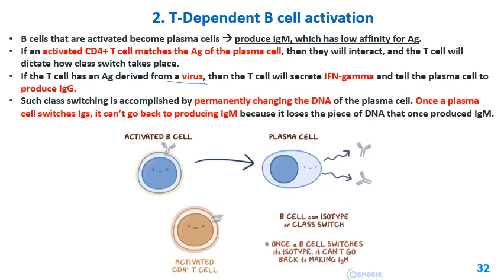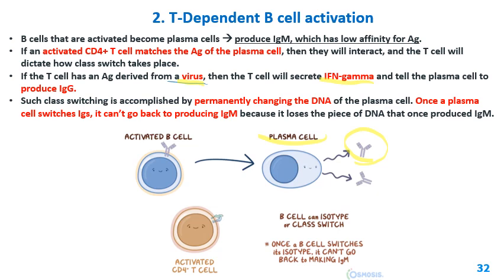So what was the first thing that happened? The dendritic cell ate the virus, presented to the T cell, and already told the T cell this thing is a virus. Okay, so the T cell gets to interact with the B cell, is going to secrete interferon gamma and other cytokines, and is going to tell the B cell to become a plasma cell that produces IgG on the surface.